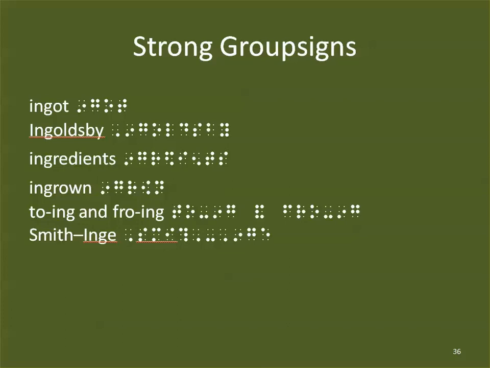And then we have Smith, Ingy, or Ing, however you say that last name. Again, the ING cannot be used because there's a dash in front of it. That dots 6 and then 3-6 is the UEB dash. We'll be talking about that later on.